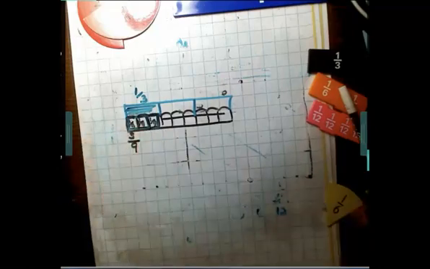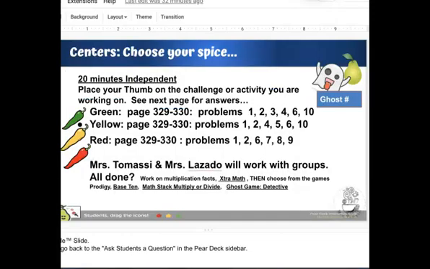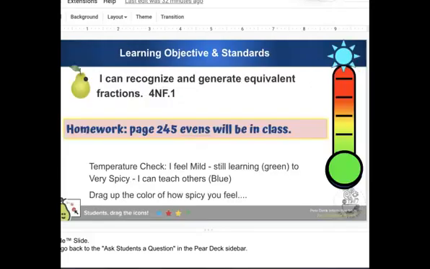All right, well done. I will see you guys tomorrow and see how it goes, and we'll be taking a look at our centers. Just kind of think through how well you can start to recognize and generate equivalent fractions.